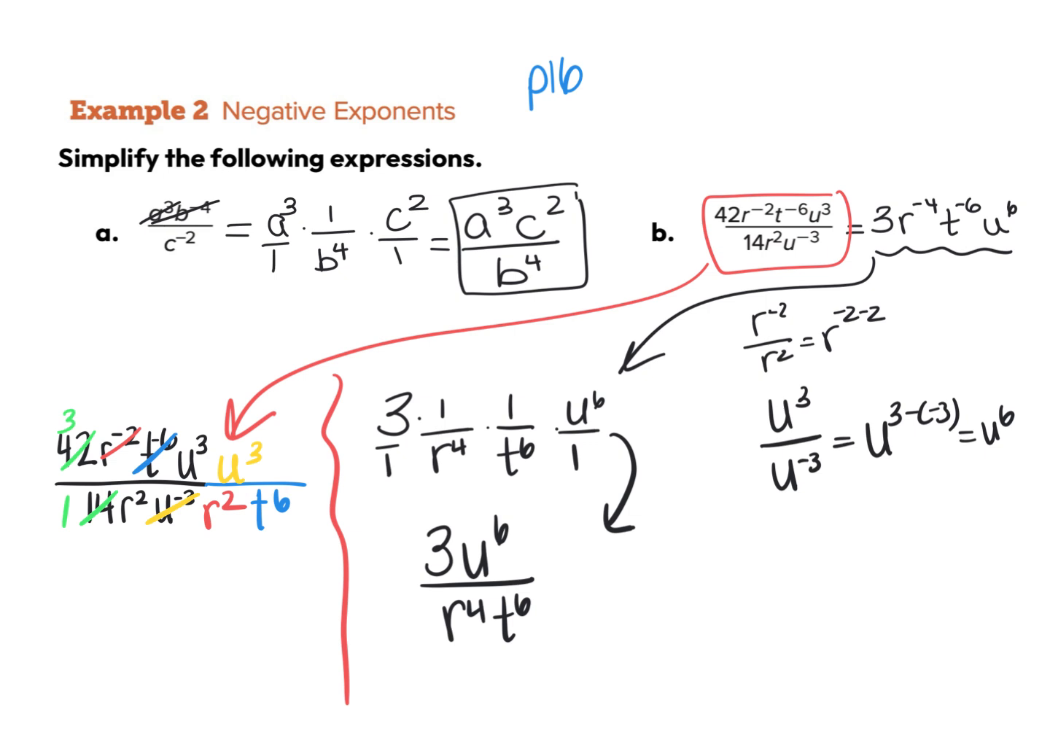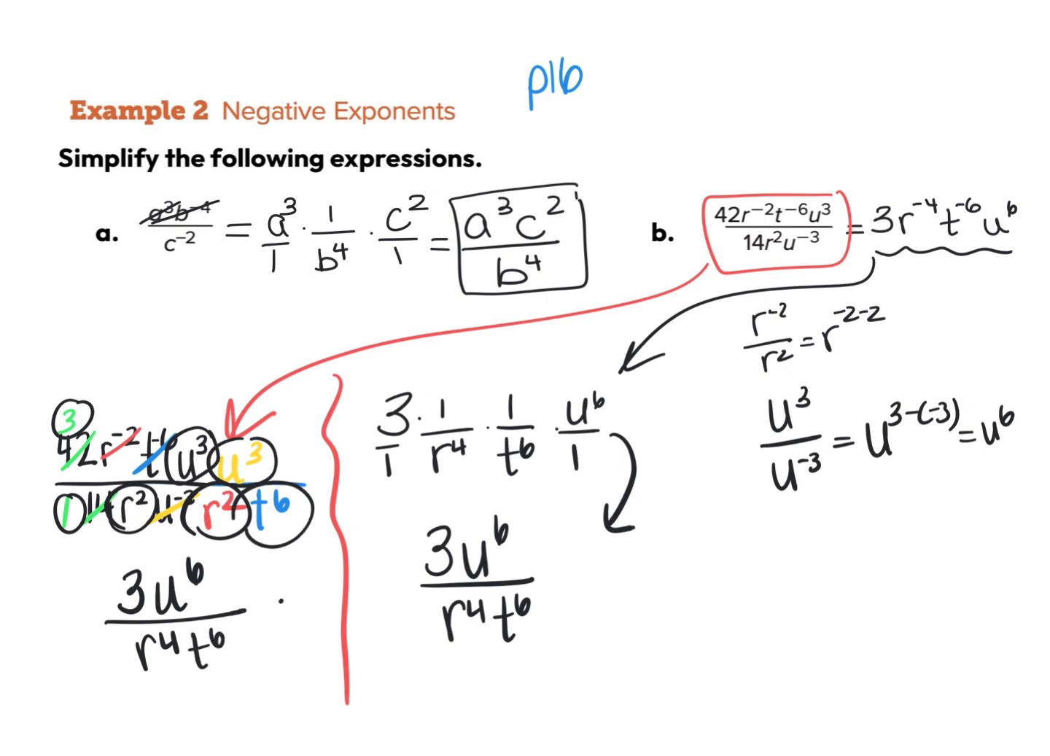Now I'm just going to go through and simplify what I have left. So on the top of my fraction, I have 3 times u to the 3rd times u to the 3rd, so that's u to the 6th. And then on the bottom of my fraction, I have 1, which I don't really need to use, times r squared times r squared, that's r to the 4th, times t to the 6th. And I got the same answer I did over here, I just got there a little bit differently. So you're going to see different ways to simplify these, and that's okay. Our goal is that we all end up with the same answer in the end.